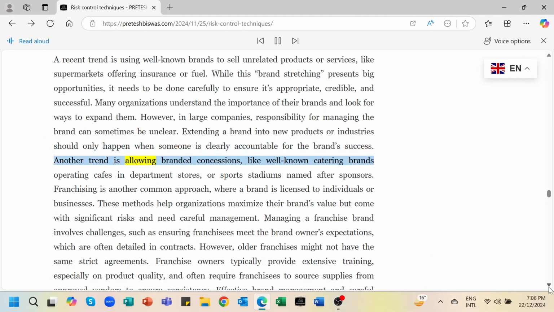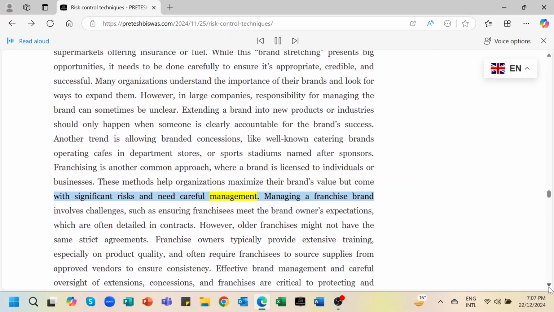Another trend is allowing branded concessions, like well known catering brands operating cafes and department stores, or sports stadiums named after sponsors. Franchising is another common approach, where a brand is licensed to individuals or businesses. These methods help organizations maximize their brand's value, but come with significant risks and need careful management.